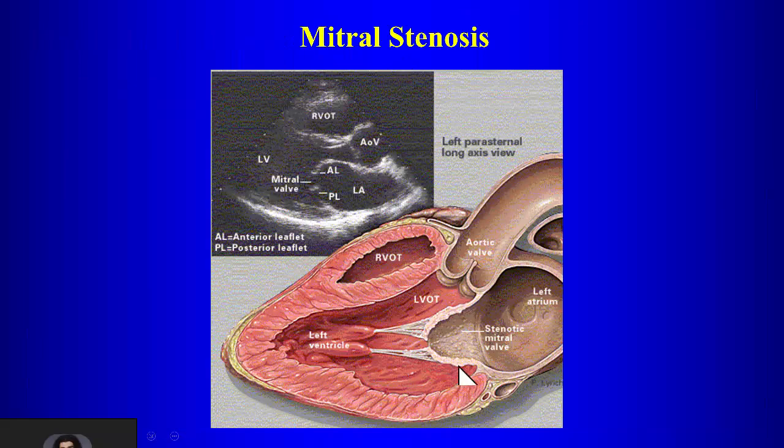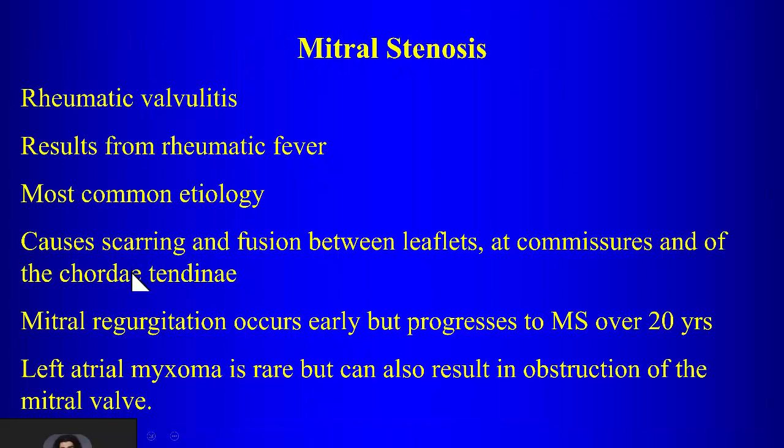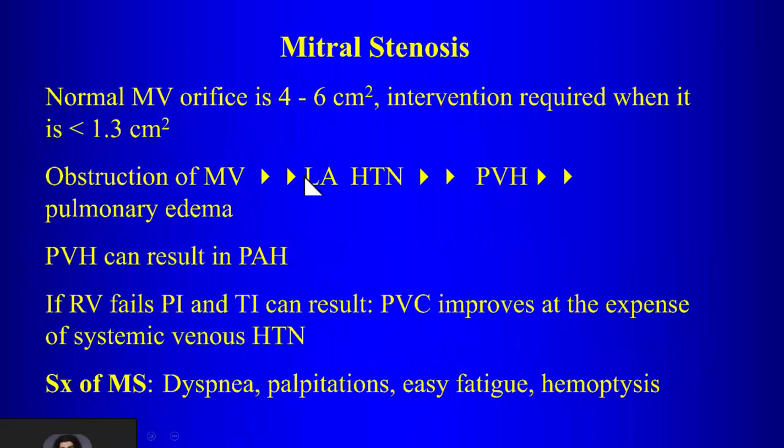So with mitral stenosis, this is usually secondary to rheumatic heart disease. So that causes scarring and fusion of the leaflets. Early on, these patients develop mitral regurgitation, but as it scars down, then they form mitral stenosis. On the plain film, the differential would be left atrial myxoma, because that can also give you stenosis of the mitral valve, but that's really rare. Over 99% of the time, it's going to be mitral stenosis from rheumatic heart disease.